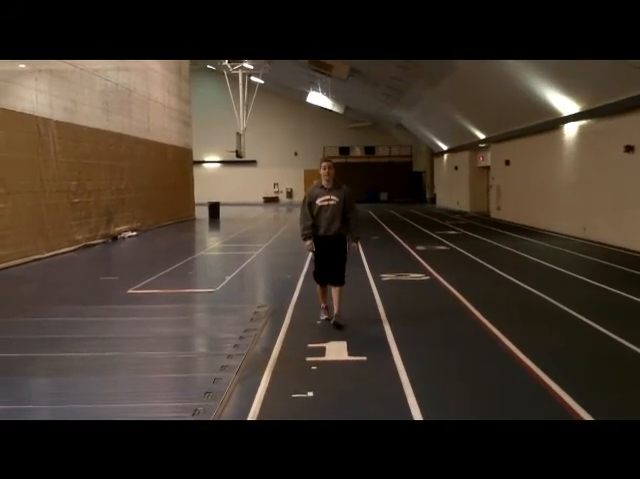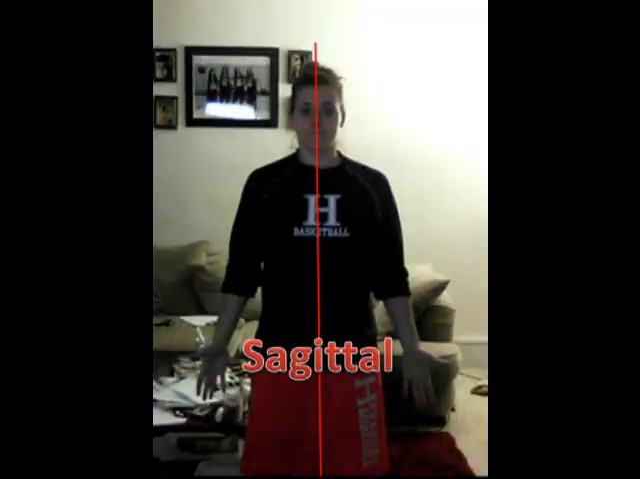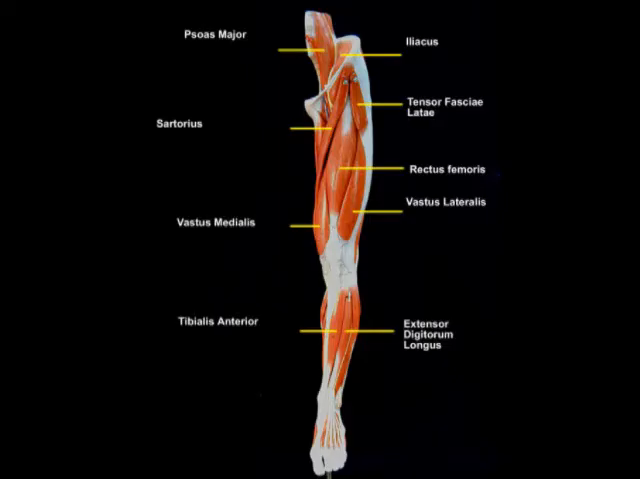There is only one plane in which walking occurs: sagittal. When the hip is flexed, the knee is in extension and the ankle is in dorsiflexion. The agonist muscles at each joint at this point are all anterior muscles in the leg.